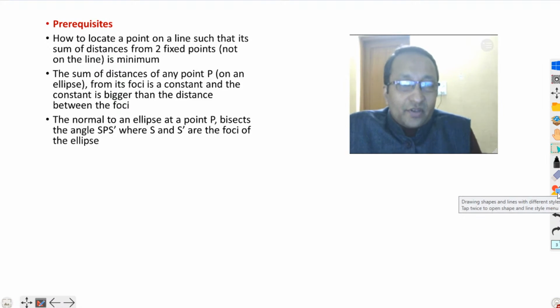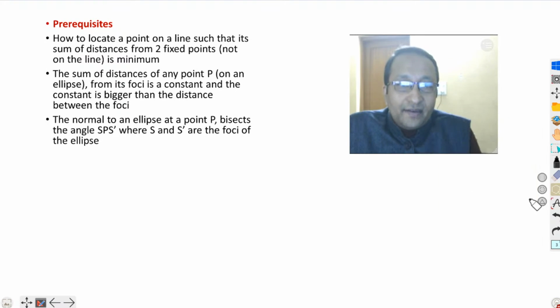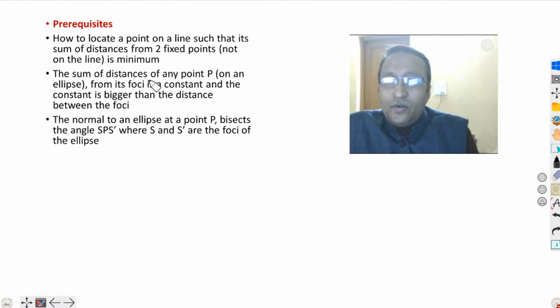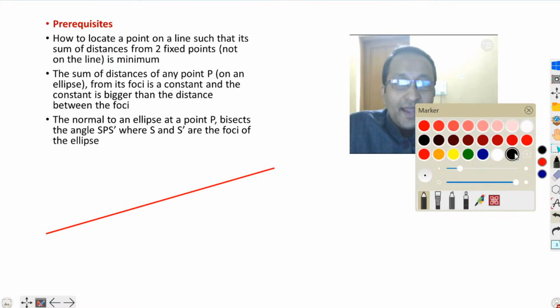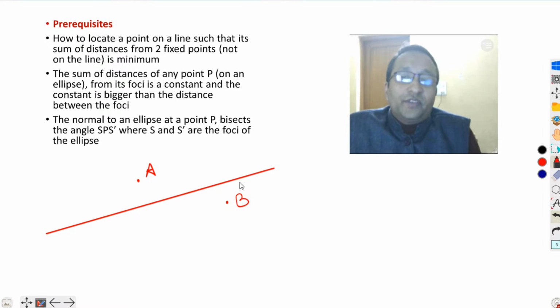I begin with the first one. Let me assume that I have a line and two points not situated on the line. I can imagine a line and two points, maybe A and B. Case 1: if I imagine both the points on either side of the line, how do you locate a point P on the line such that the sum of the distances is a minimum?